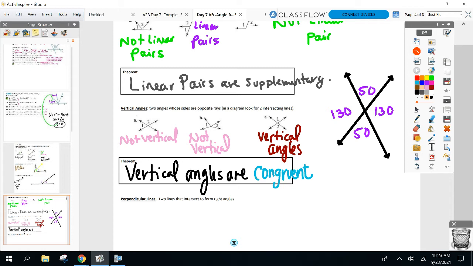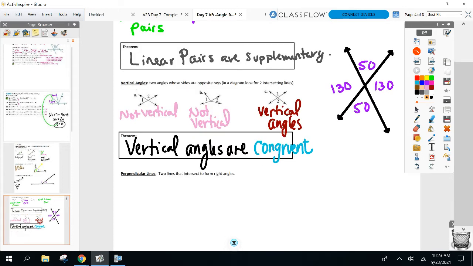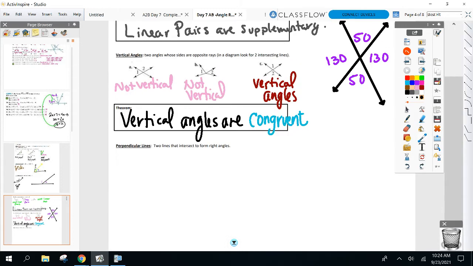All right, so I got linear pairs. I got vertical angles. Last one here, perpendicular lines. You've definitely heard of those when you did slope last year. Perpendicular lines, two lines that intersect, but they have to form a what? Right angle. Okay, so two intersecting lines that form a right angle.